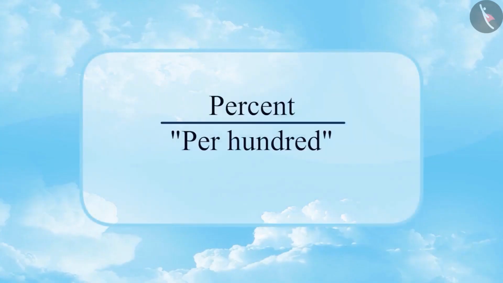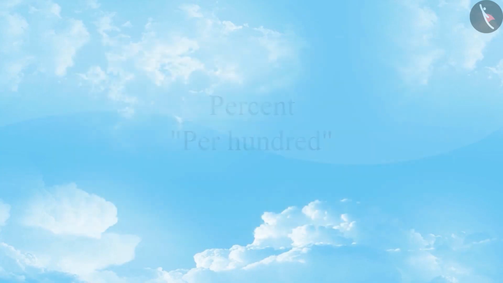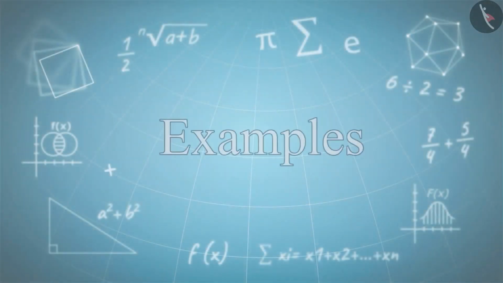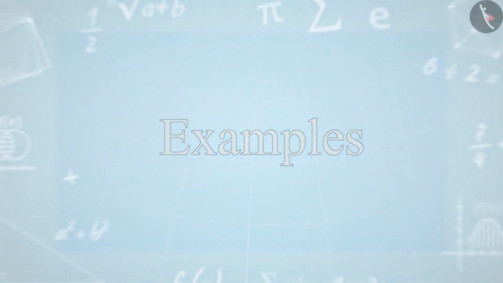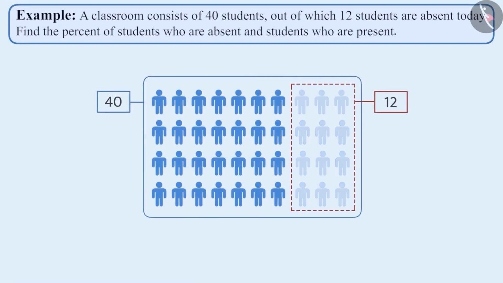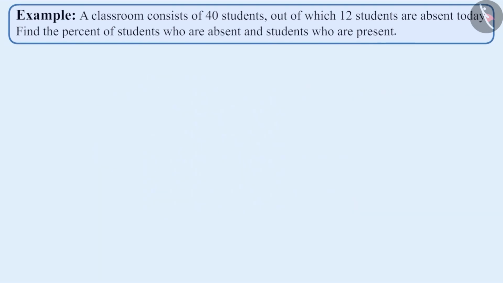In the previous video, we understood percent means per 100. In this video, we will see some examples of percentage. A classroom consists of 40 students, out of which 12 students are absent today. Find the percentage of students who are absent and students who are present. The total number of students in the class is equal to 40. The number of students absent is equal to 12.